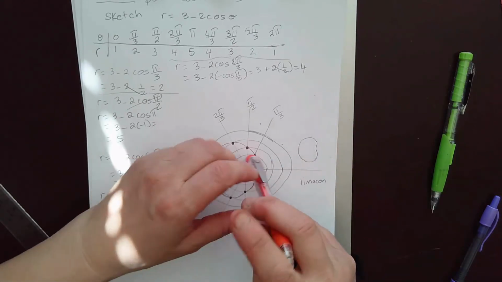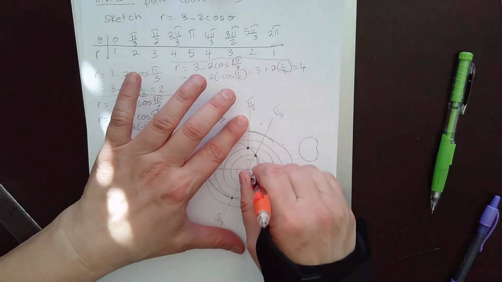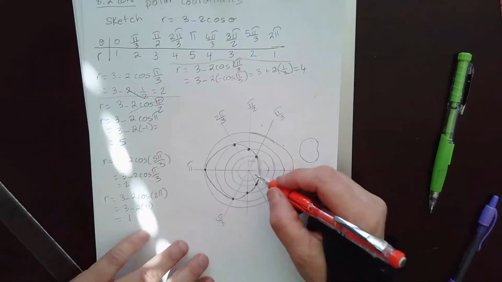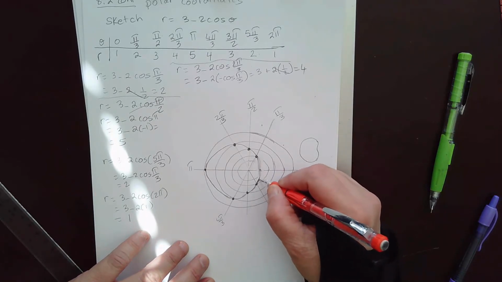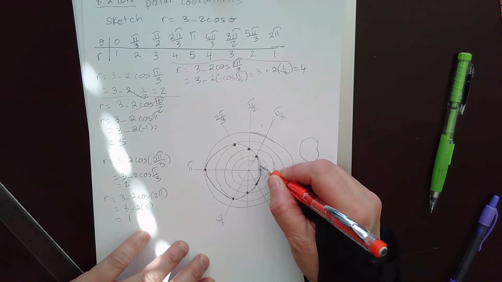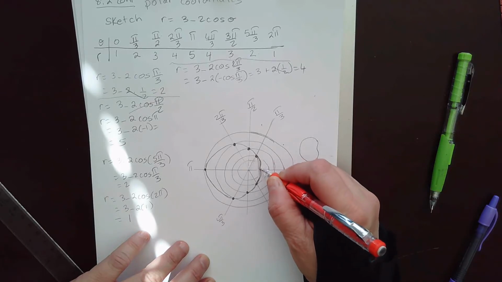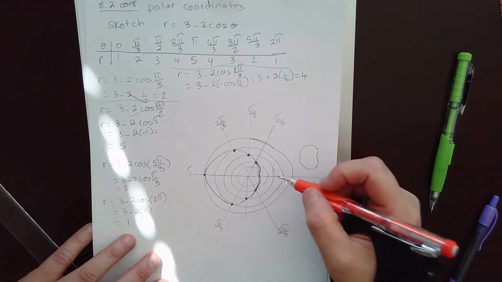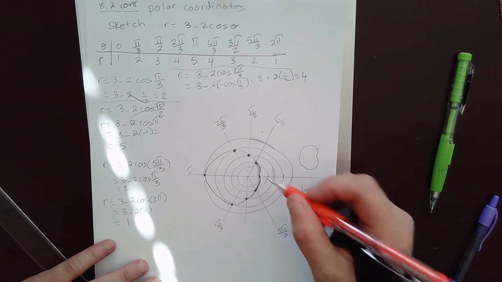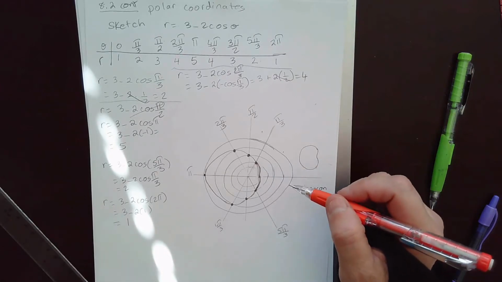Let me erase it for you. This really gets me to get this right here. So let me do it slowly. Okay, that's more like it. Okay. So this is a graph of r equals 3 minus 2 cosine theta.